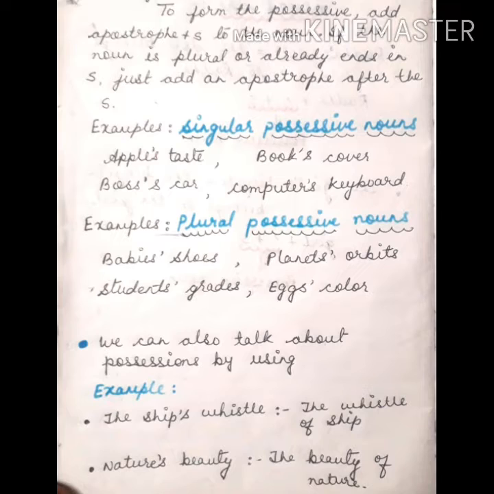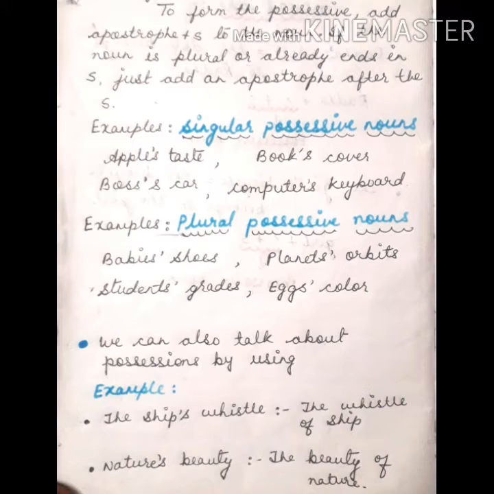Same thing we have done in book's. Book is a singular word and so after K we have put one apostrophe and S. Then boss's. Boss itself is a singular word. So we have put apostrophe and S. Computer is a singular word. So we have put apostrophe and S.